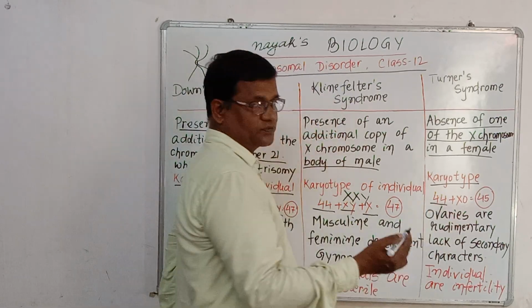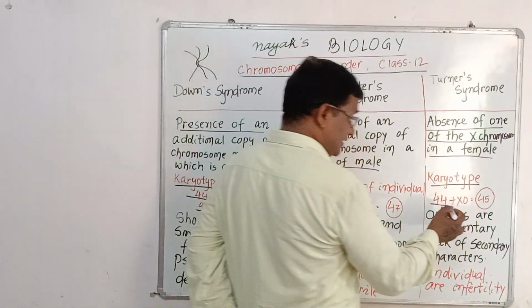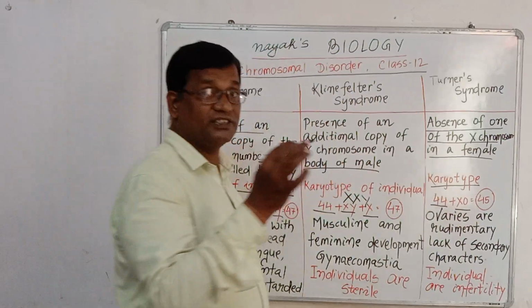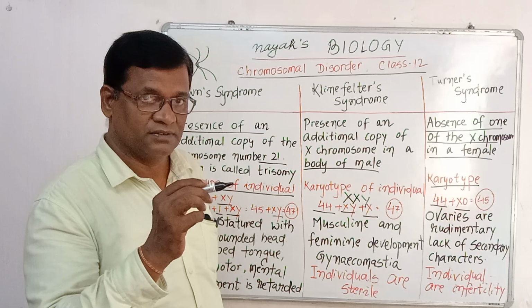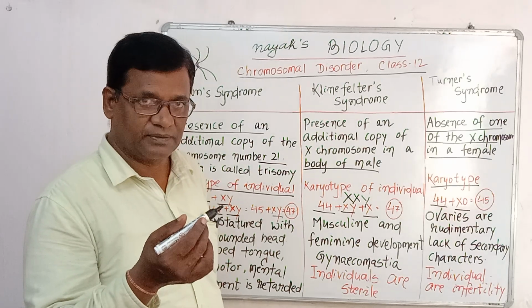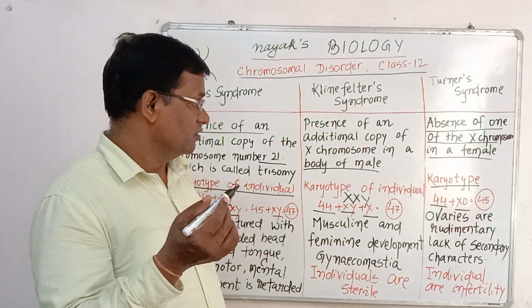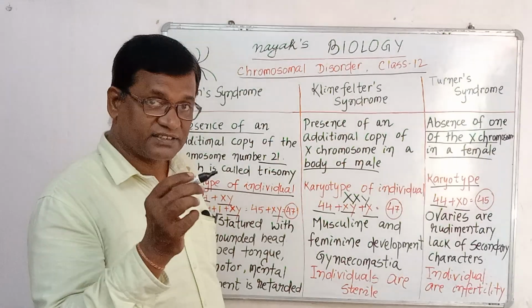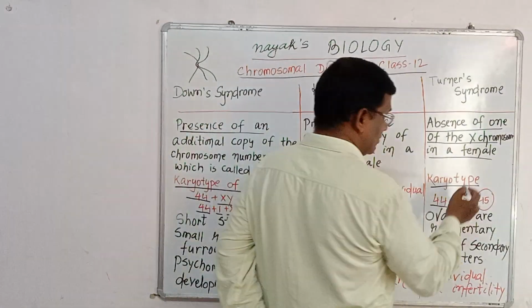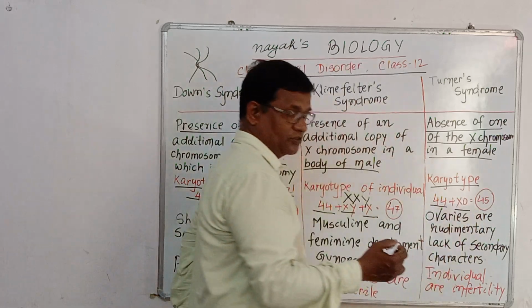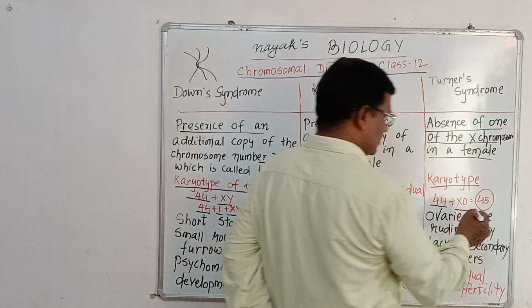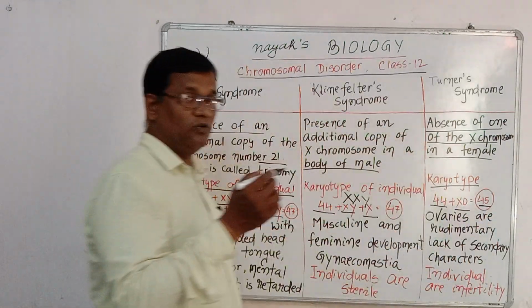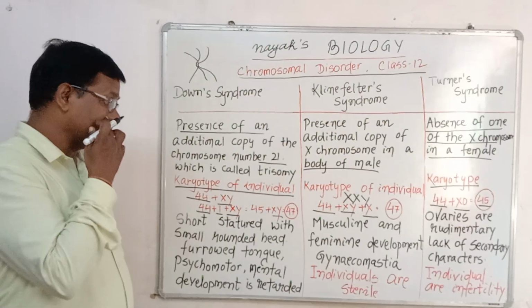22 pairs, that is 44 chromosomes. And after that, it is a female. Now, what is my condition? It is a female. Female means what? XX, homozygote. Then it is XX, then it becomes X because one is absent, that's why I wrote X0. And the number of chromosomes is 45.